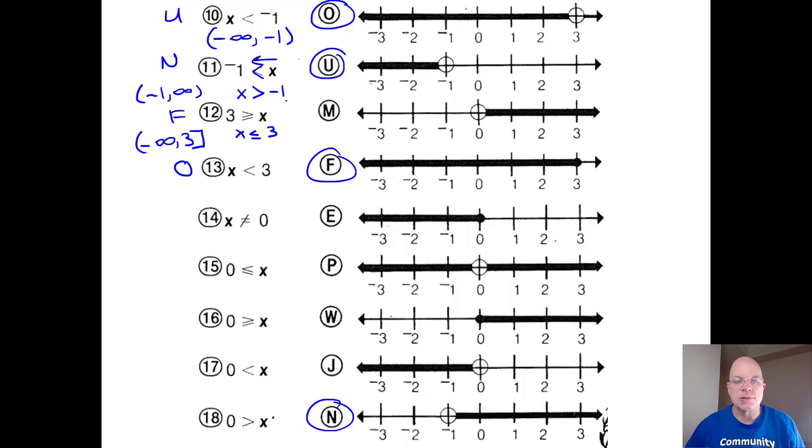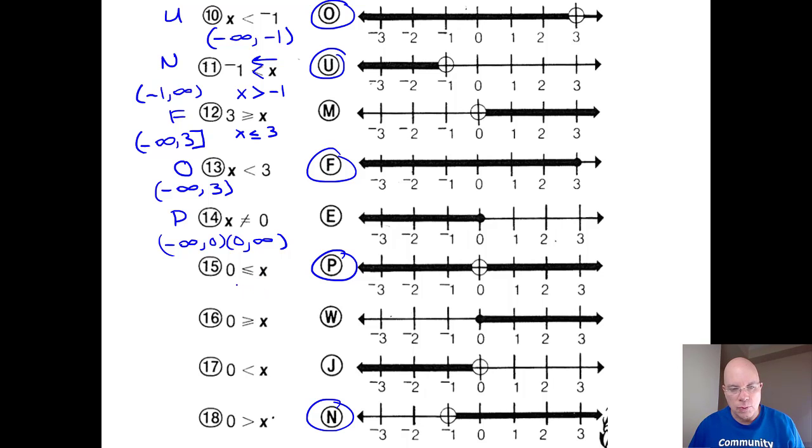And that solution set starts at negative infinity. The least possible value goes all the way up to the greatest possible value, which is 3, but 3 is not included, so parentheses. X is not equal to 0, so it could be any value other than 0. That's P. That solution set goes from negative infinity to 0. 0 is not included, and then it picks back up at 0. Again, 0 is not included, all the way to positive infinity.